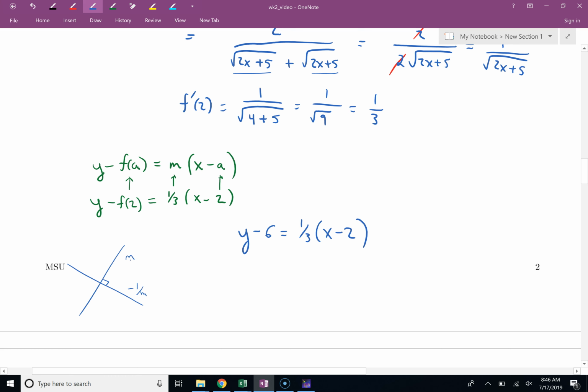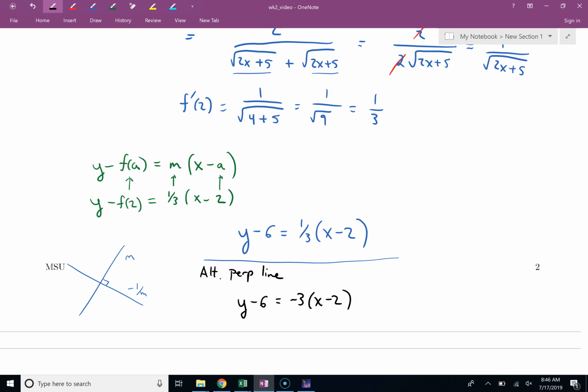If you wanted to come up with a perpendicular line, then instead of 1/3, we have to take the reciprocal of that, and we need to make it negative. So if this was an alternate question that wanted a perpendicular line, then I would write down y minus 6 is equal to negative 3 times x minus 2. So now it goes through that same point still, right? We want to still have it hit at x equals 2 and touch our function there. But in this case, because we want it perpendicular, I'm going to use negative 3 instead of 1/3.